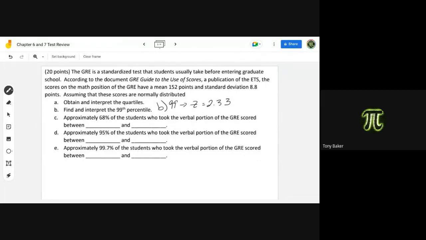So now we're going to do the exact same thing I just did for A. We're going to take the 2.33 times the 8.8, which gives you 20.50. And then we add the 152. So we get 172.5.